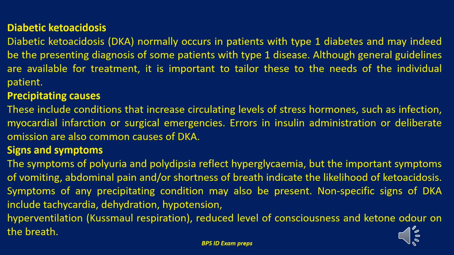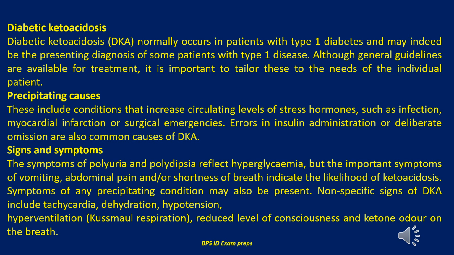Regarding its signs and symptoms, the symptoms of polyuria and polydipsia reflect hyperglycemia, but the important symptoms of vomiting, abdominal pain and/or shortness of breath indicate the likelihood of ketoacidosis. Symptoms of any precipitating condition may also be present.